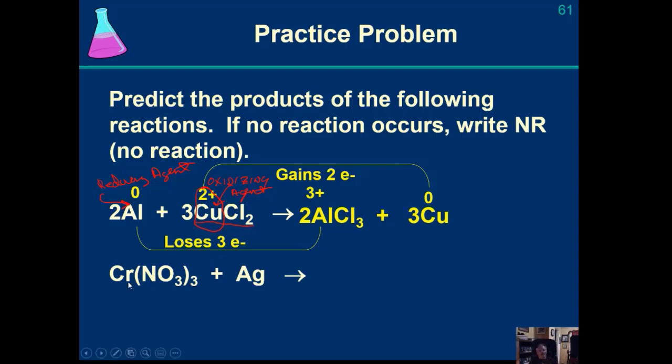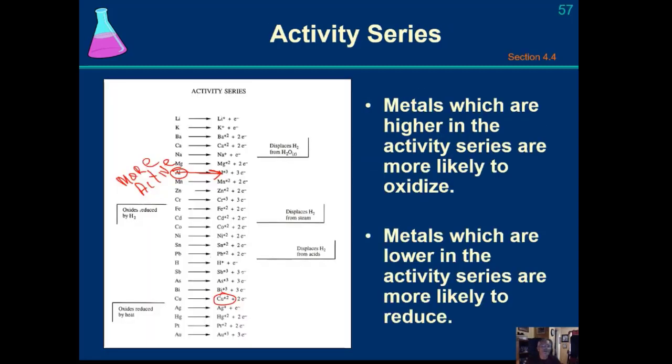If we're going to look at this compound, this is chromium 3 nitrate and silver. So let's take a look at the activity series and see if that reaction is going to happen. So let's find chromium. Here it is. This is chromium. It's sitting right here, and silver is down here. Now, the specific reaction we were looking at is chromium 3 nitrate. Chromium has a +3 charge. I'll show you why in just a second. And we want to know, will this reaction go?